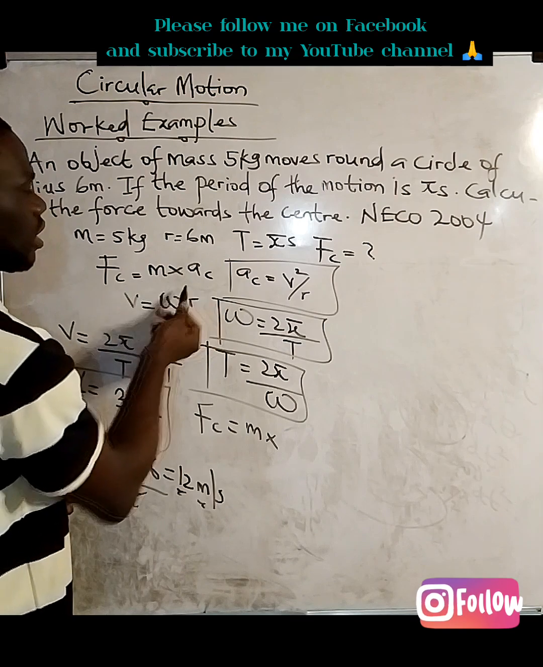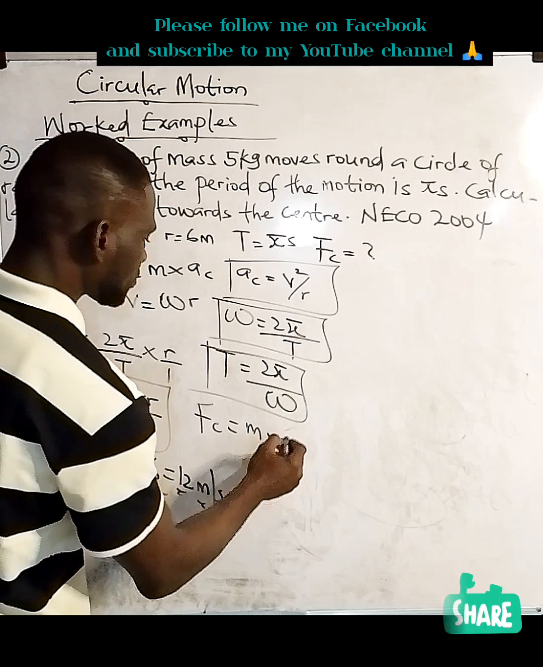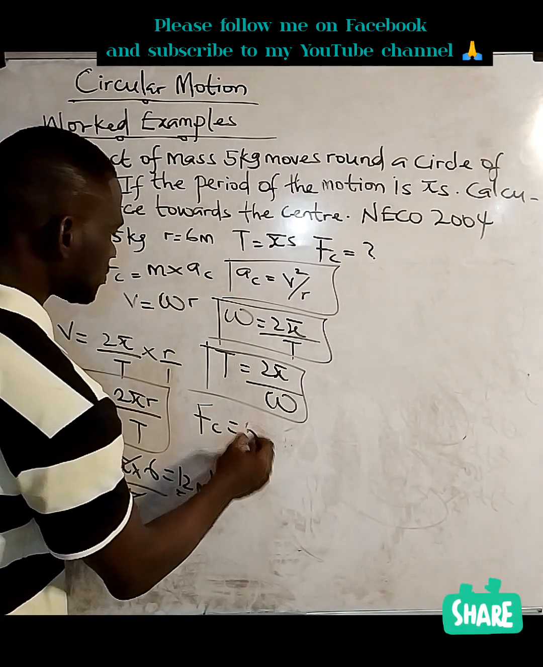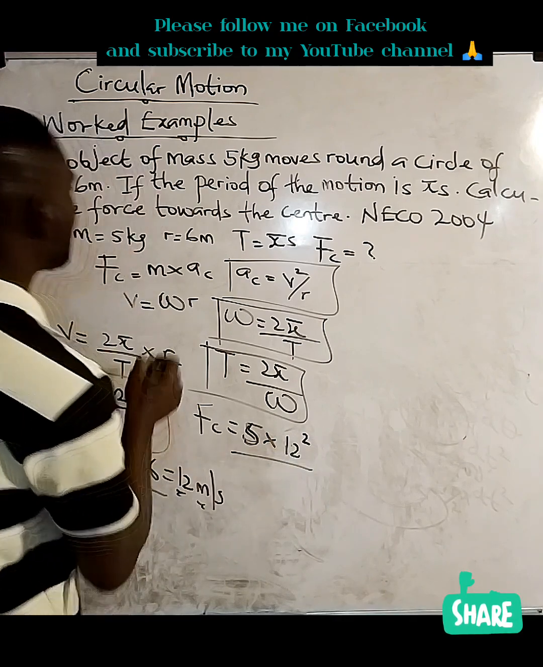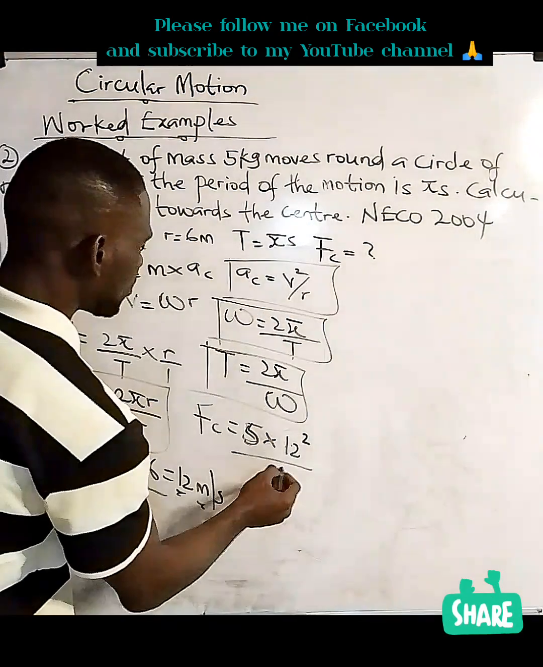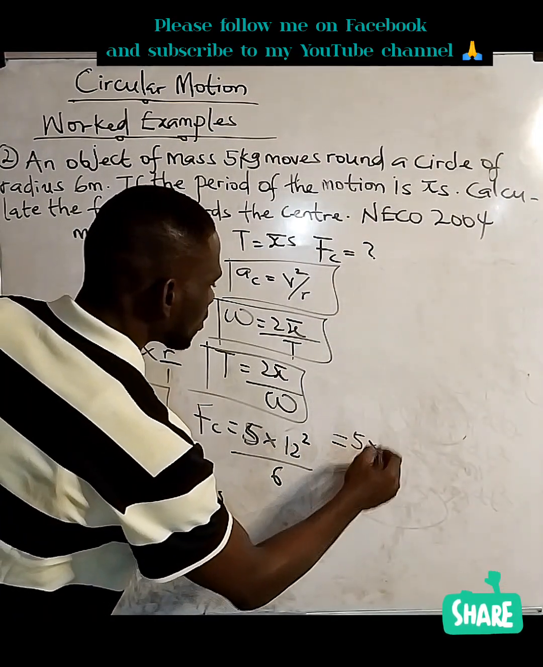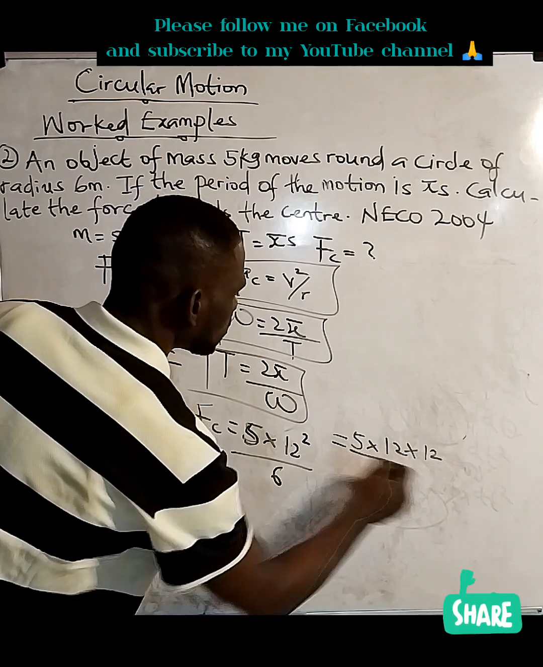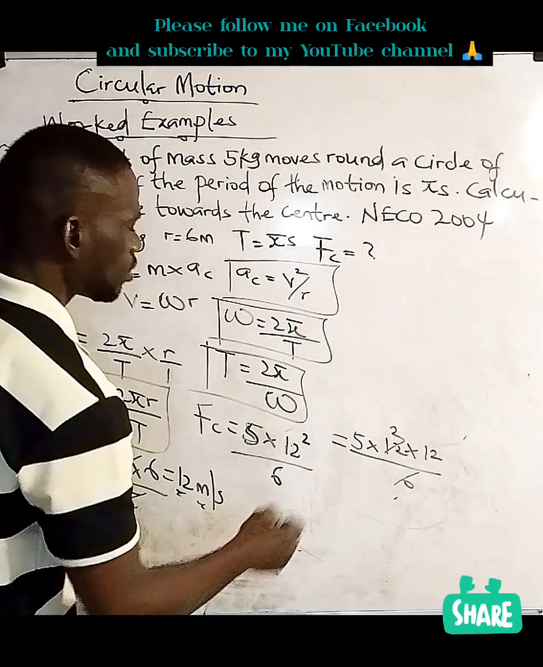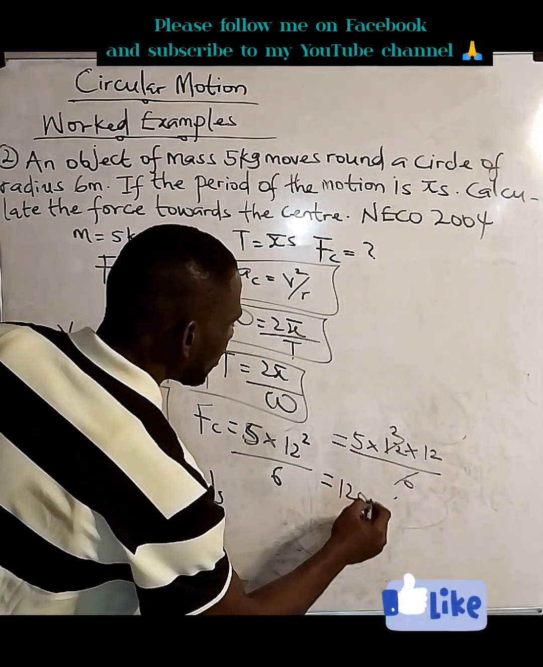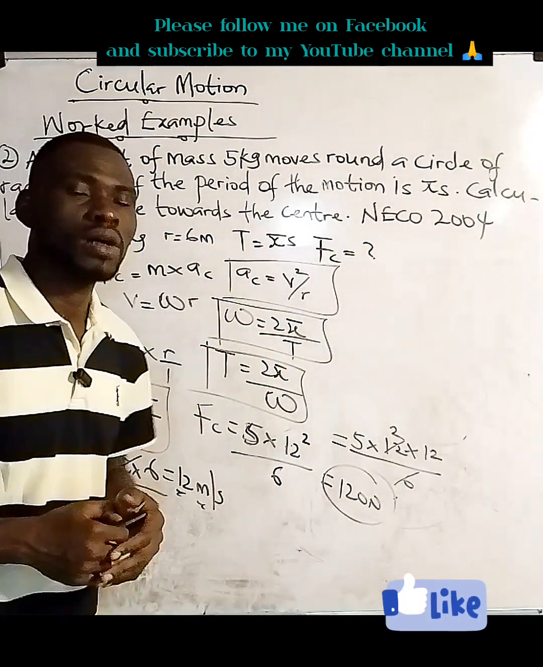Mass times centripetal acceleration, which is velocity squared over r. The mass is 5, times velocity 12 raised to power 2, divided by the radius, which is 6 meters. So we have 5 times 12 times 12 divided by 6. 6 goes into 12 twice, so 5 times 2 is 10, and 10 times 12 is 120 Newton. So that is the force that moves this body towards the center of the circle.